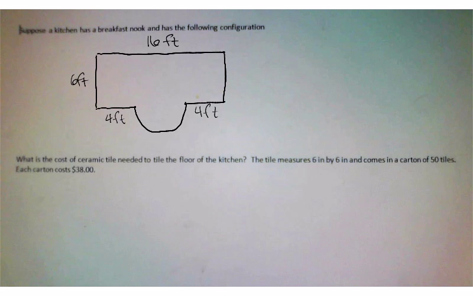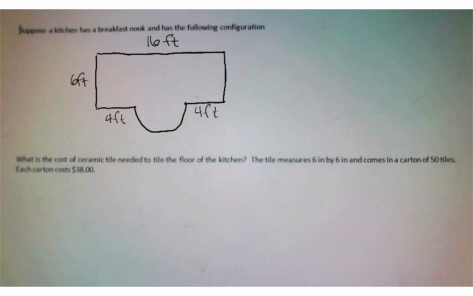Since we want to tile this floor, think about what that is. Tile is on the inside of the space. That's an area calculation. So I think it would make sense then to start by finding the area of this space. Well, we've never calculated the area of a space that looks like this, or any figure that looks like this. This is what we call an irregular shape.